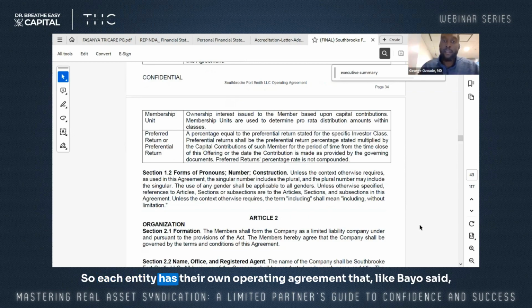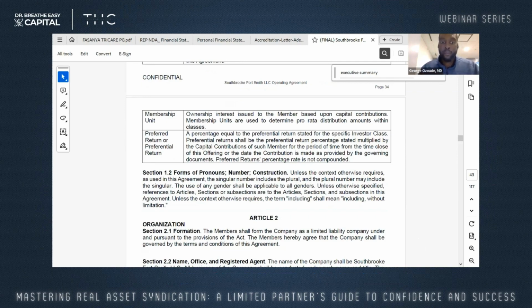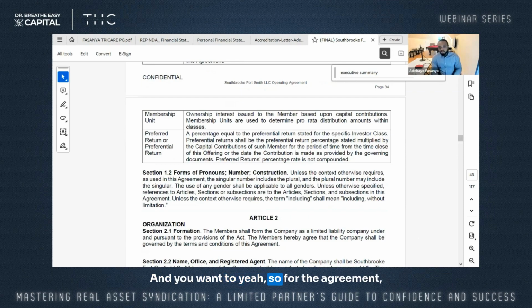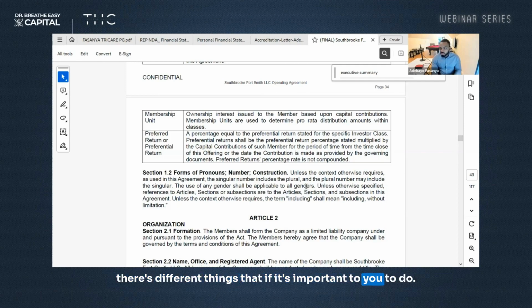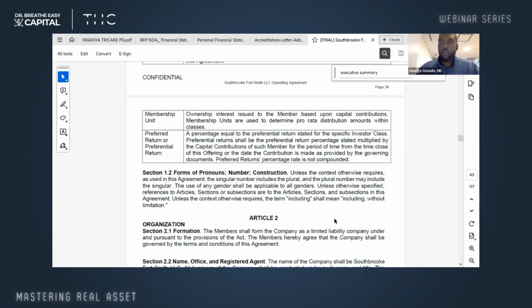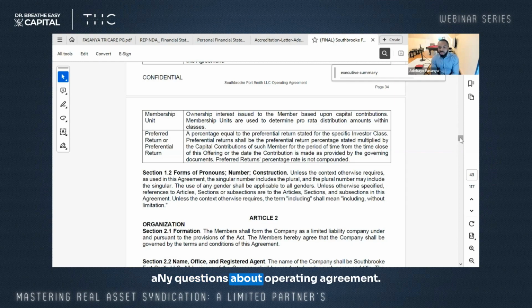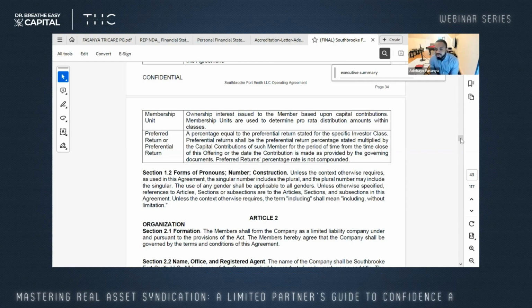So each entity has their own operating agreement that, like Bio said, defines the roles of all the members who are involved in those entities. So for the operating agreement, just know what your responsibility is. Because if you're a limited partner, it shouldn't say that you're going to be managing. Sometimes it might tell you that you have a voting right. Sometimes it will say you don't have a voting right. So there are different things, if it's important to you, to look for in the operating agreement. Any questions about the operating agreement?